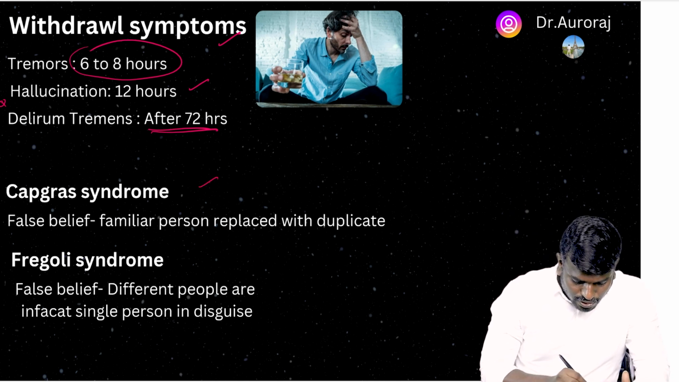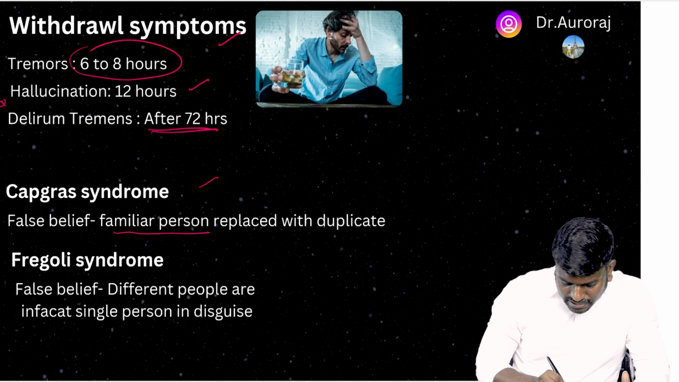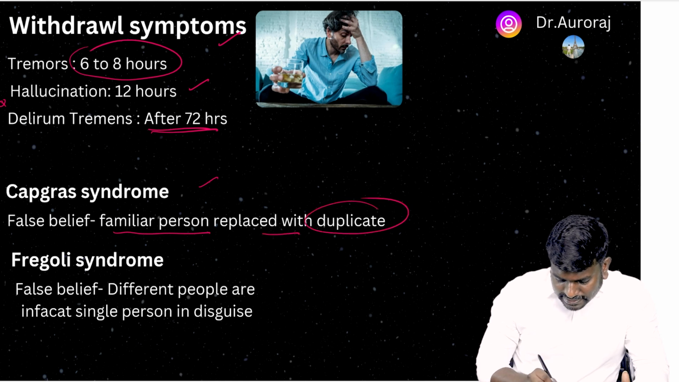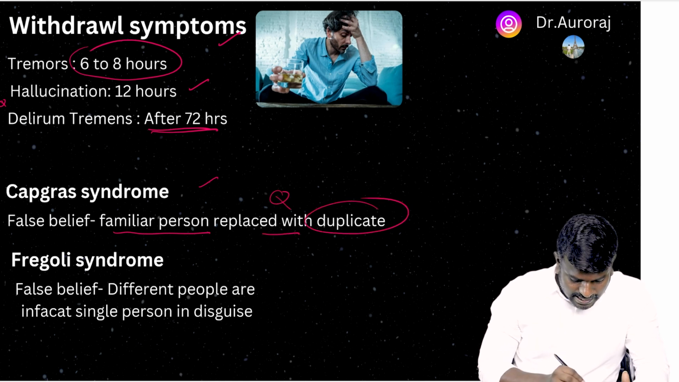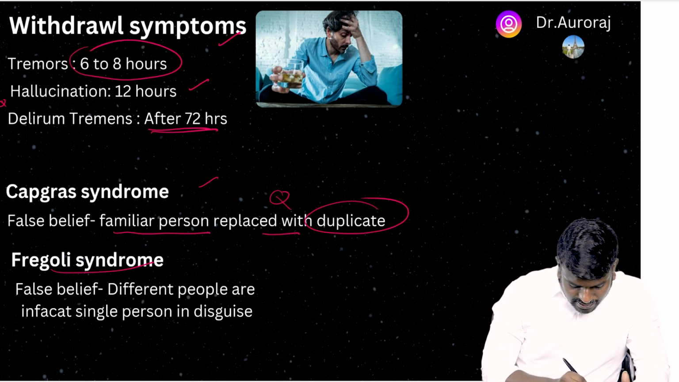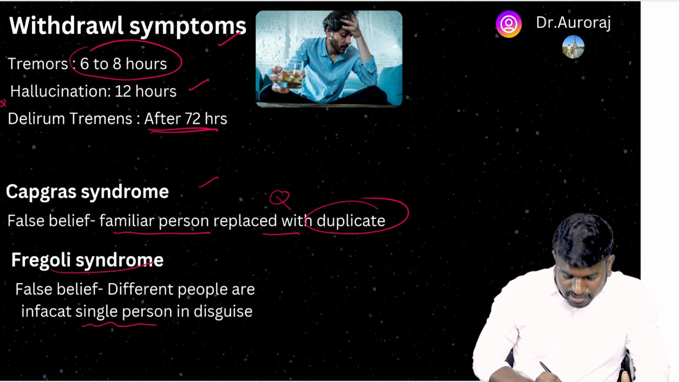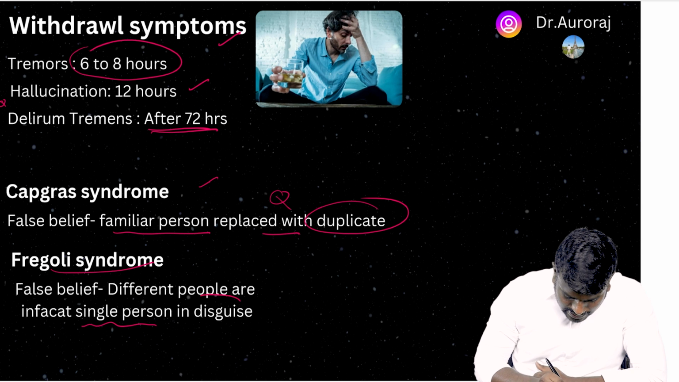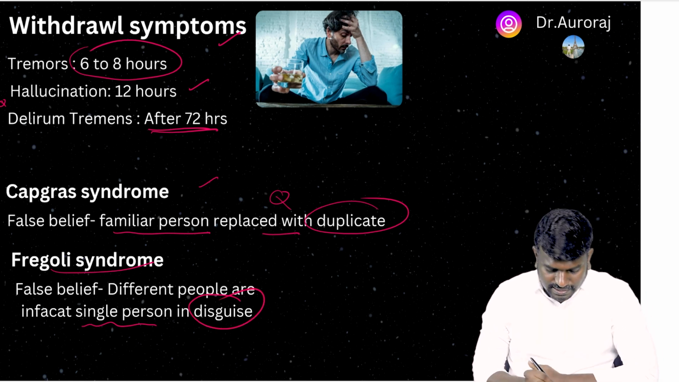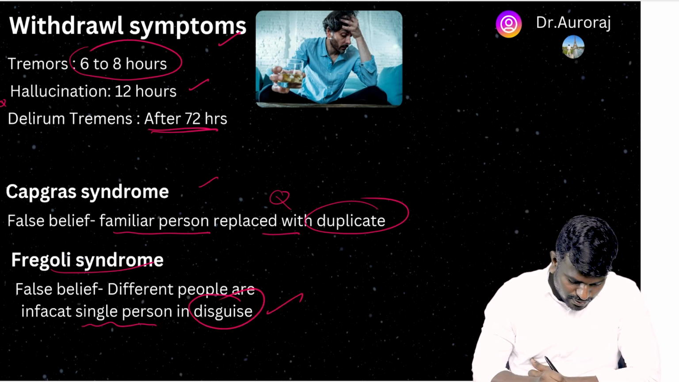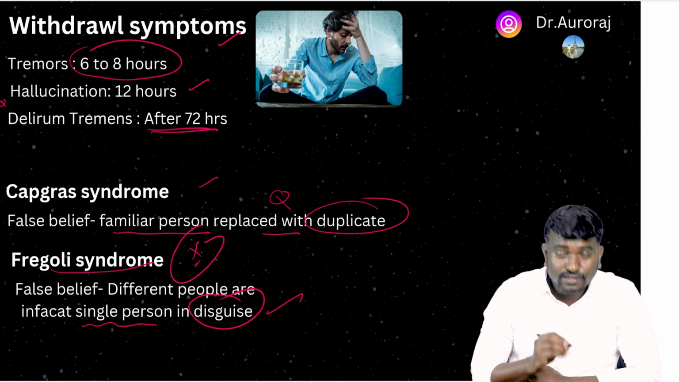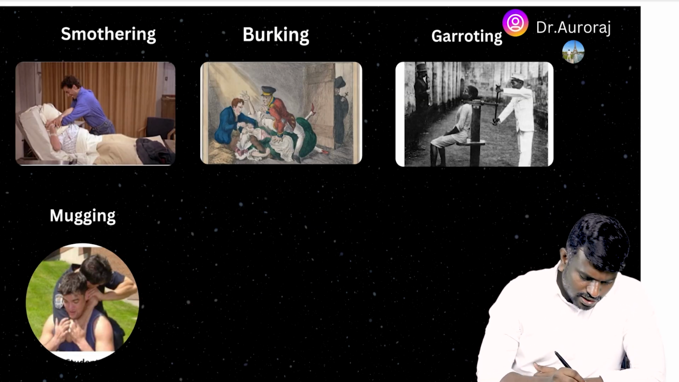Next, Capgras syndrome is a false belief where a familiar person is replaced with a duplicate. Yes, replace, the word C with replace. Now, Fregoli syndrome is a false belief again where different people are in fact the same single person under disguise. Yes, if you see disguise, please mark it as what? Fregoli syndrome.